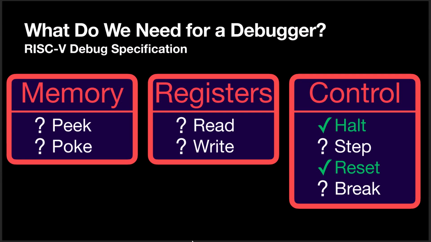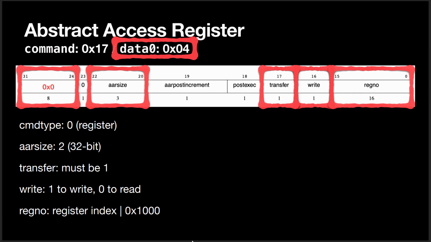What about accessing registers? Well, there's this thing called Abstract Access Register, AAR, and what this is, you send command 17 with the first couple of bits as 0. And what this says is I'm going to access a register. You set the address size to 3. You set the transfer bit to 1. Very important that the transfer bit is 1, because otherwise it won't actually do anything, which is kind of a weird thing that we'll come back to in a bit. Set 1 for write, 0 for read, and you put the register number in for regno.